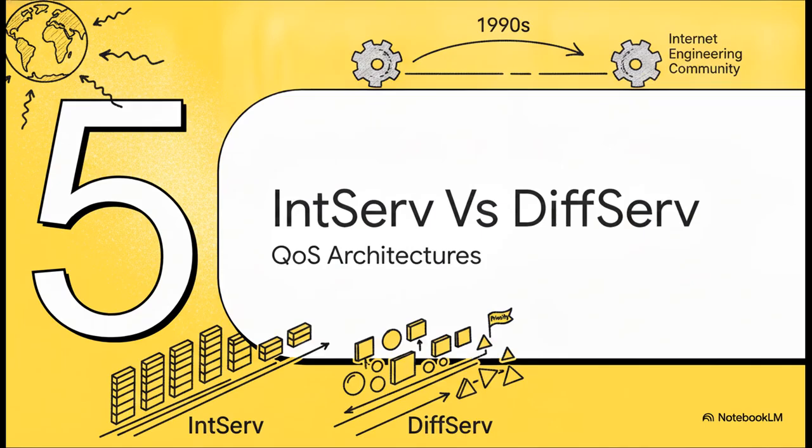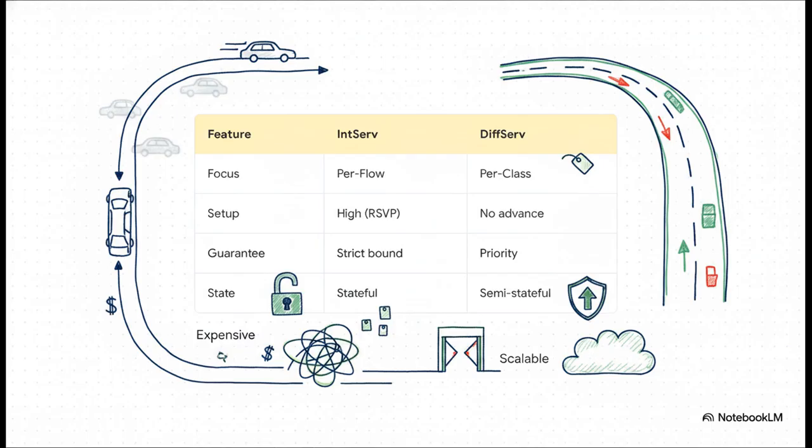Section 5. IntServ versus DiffServ. Okay, this is the ultimate showdown between two massive architectural philosophies. On one side, IntServ tried to give everyone a private VIP escort. Its focus was per flow, requiring high setup overhead using the RSVP protocol to reserve a path all the way from end to end. It offered strict bandwidth and worst-case delay guarantees, which made it stateful, incredibly expensive, and wildly complex.